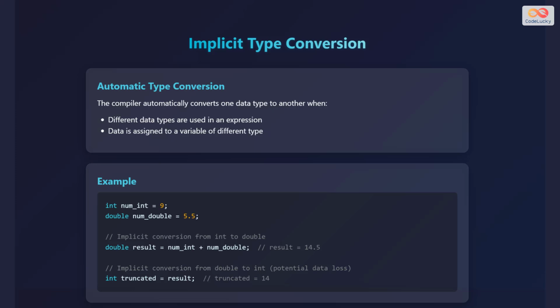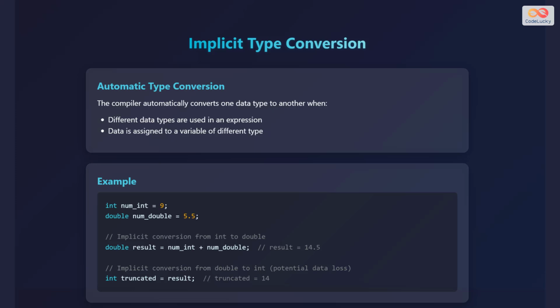Let's begin with implicit type conversion, also known as automatic type conversion. The compiler automatically converts one data type to another under certain conditions. This happens when different data types are used in an expression, or when data is assigned to a variable of a different type. For example, consider the code snippet.